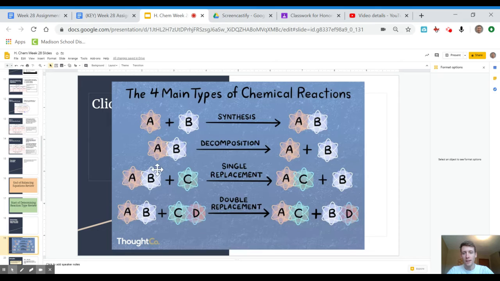If I see that I have a pair and a free element to start, and I end up with a pair and a free element, but the free element swapped with one of the two in the pair, then I know it's a single replacement. So match up the pattern that you see in your chemical reaction with the real elements with what you see on this chart. I won't throw any curveballs. I'm only going to use these four main types of reactions. We will not talk about combustion or acid-base reactions yet, just these four main types.